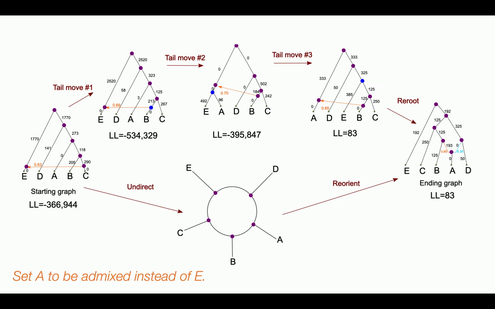So we will suppress the root and undirect the edges of the starting graph, and then reorient the edges of the undirected graph by specifying A to be the admixed population, that vertex incident to the edge incident to A. And then we will also specify the position of the root so that E is the outgroup. And we don't know necessarily which population to specify as admixed, so we would need to try all of the purple vertices, but this is a lot fewer graphs to look at than doing all of the tail moves.